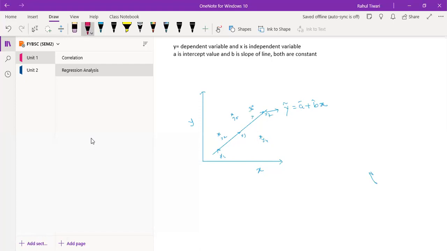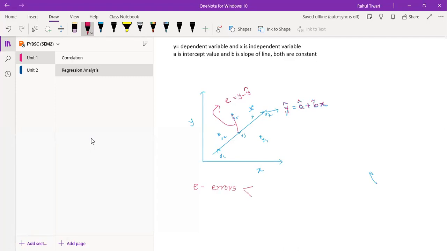The distance between these points and this point can be found. This distance is called E, which can be computed using y minus y hat. Now, what is your y hat? y hat is this value: a hat plus b hat times the x value. So when you have the x value, you can substitute and get the value of y hat, and once you get y hat, we can calculate this error. This E is called the error term.